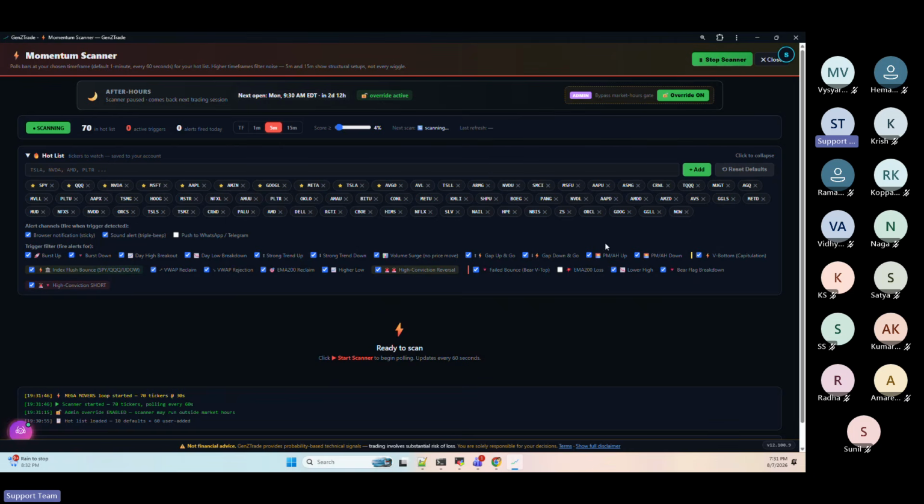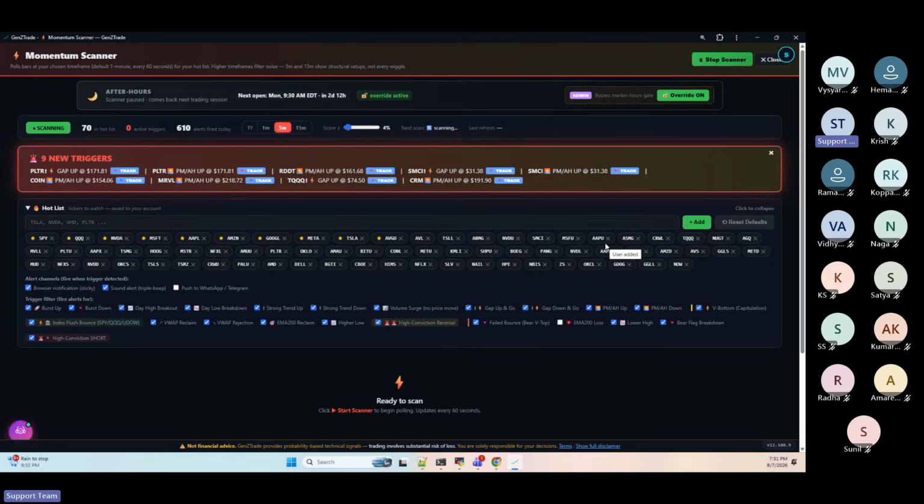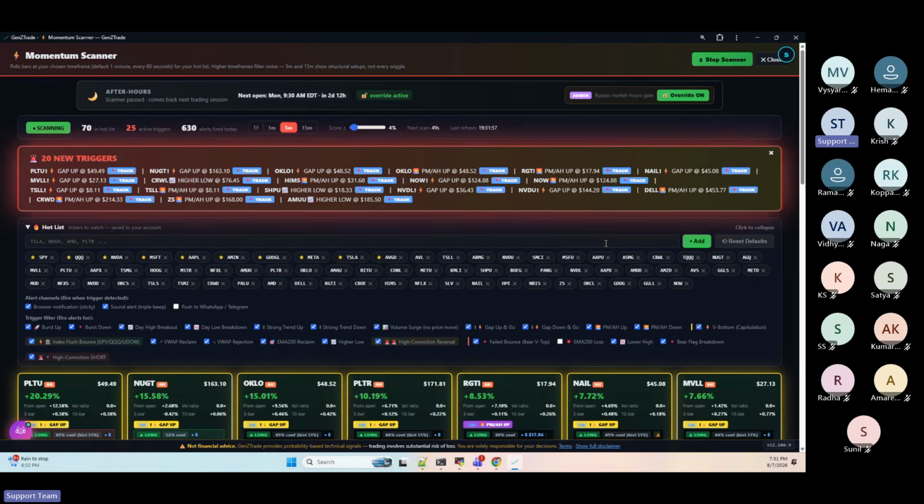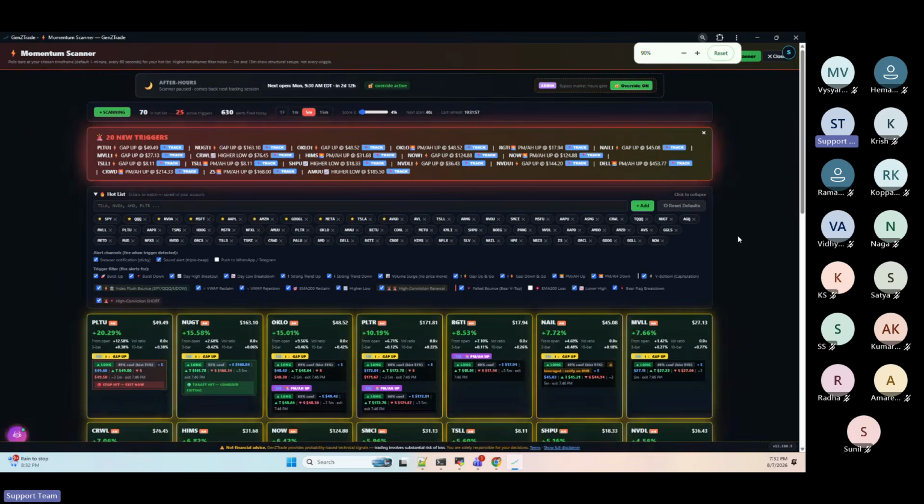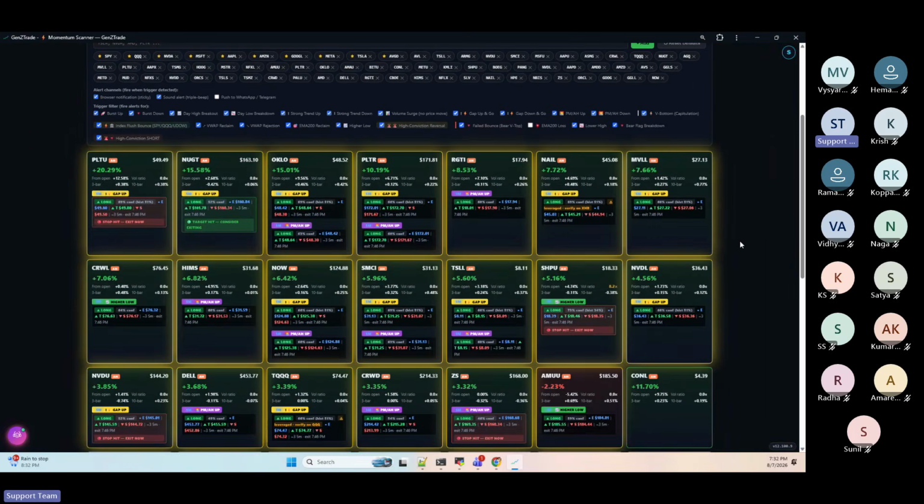The momentum scanner works extremely well during the trading hours. The trading hours are 9:30 a.m. Eastern to 4 p.m. Eastern time, because during that time the market has the real volume, real data. In the after hours, the volume is not strong enough, so my calculation does not give me strong data, because I don't get the strong confirmation with the volume. So I always recommend using the scanner only during the trading hours.